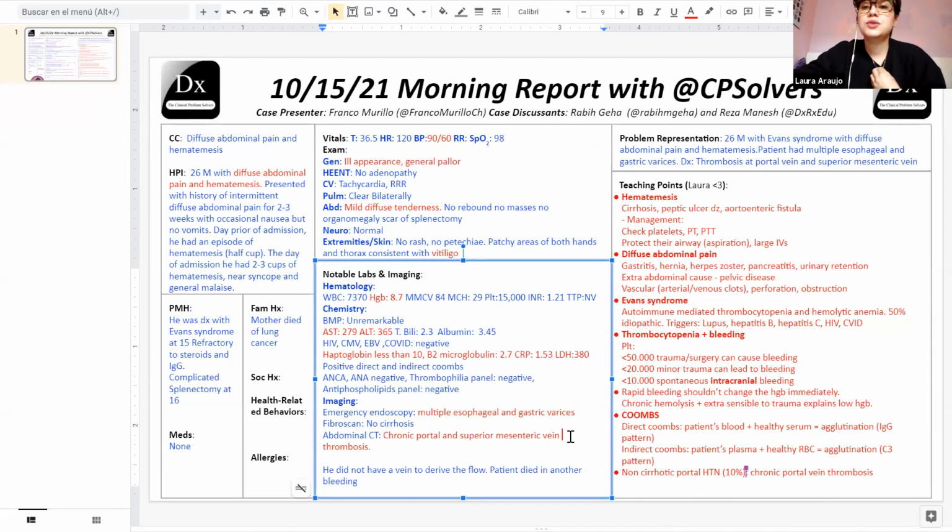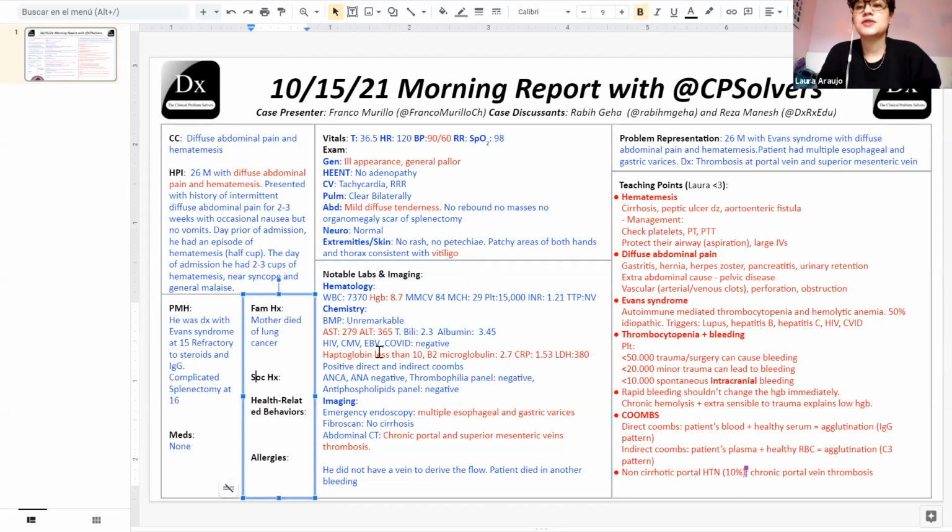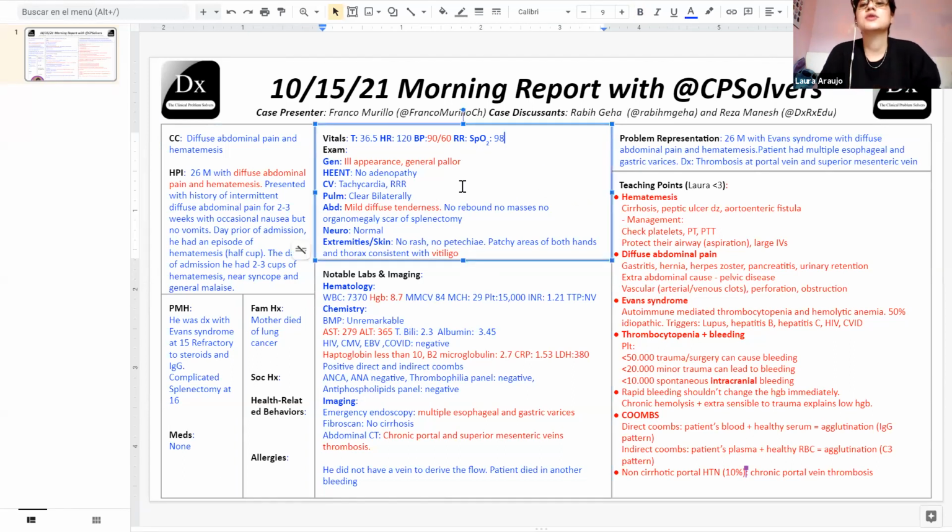So it is an autoimmune-mediated thrombocytopenia and hemolytic anemia. In 50% of the cases it's idiopathic, but the other 50% has triggers, which could be lupus, hepatitis B, C, HIV, and CVID. And we also linked thrombocytopenia with bleeding, and Reza told us about the platelets, that if it's below 50,000, trauma or surgery can cause bleeding. Below 20,000, minor trauma can cause bleeding. And the most important number is 10,000 because it could cause spontaneous intracranial bleeding.